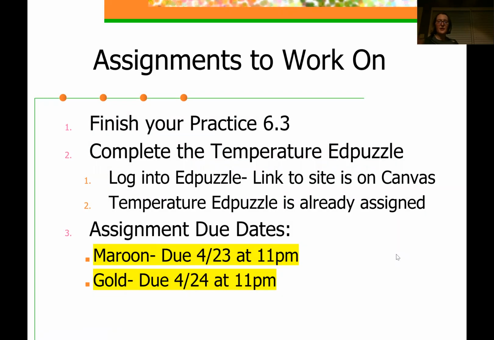Your assignments to work on. Here in a minute, I'm going to go through practice 6.3 with you, and we'll do a few examples, and then you'll need to finish that. And then we have our temperature Edpuzzle.